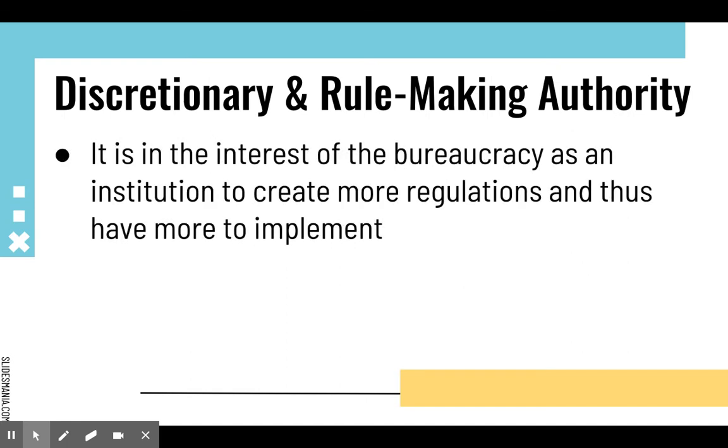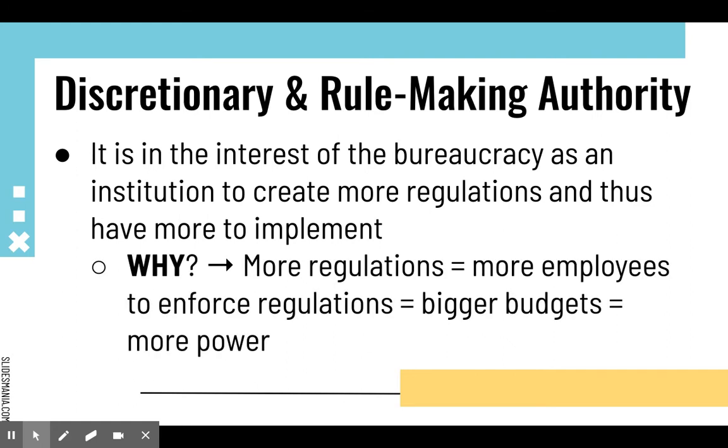Now, it is in the interest of the bureaucracy as an institution to create more regulations and thus have more to implement, right? Yes, the bureaucracy takes laws from Congress and creates these regulations. But the reason the bureaucracy wants more regulations is because more regulations means that you need larger or more, I should say, employees. Your bureaucracy needs to be bigger in order to enforce regulations, right? You need more people to actually make sure that those regulations are being followed.